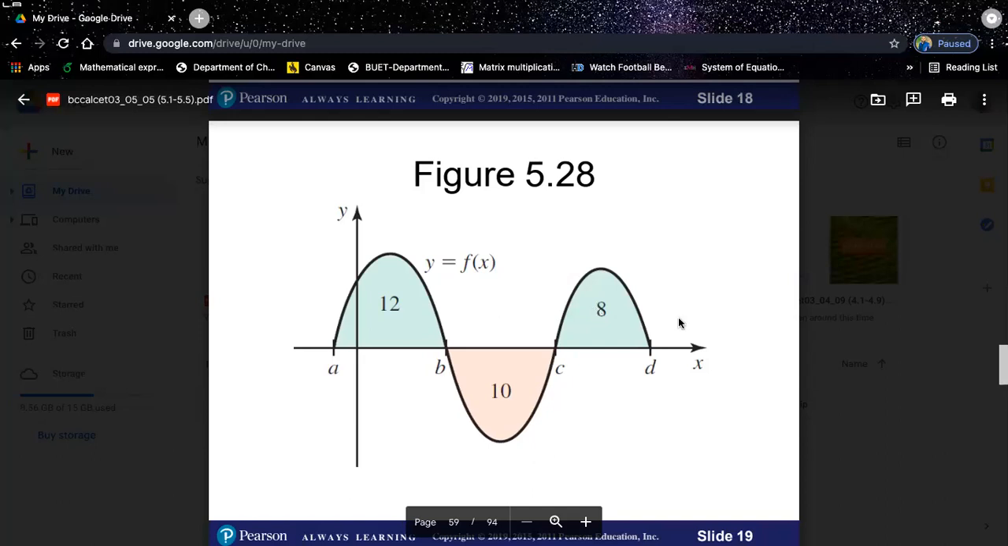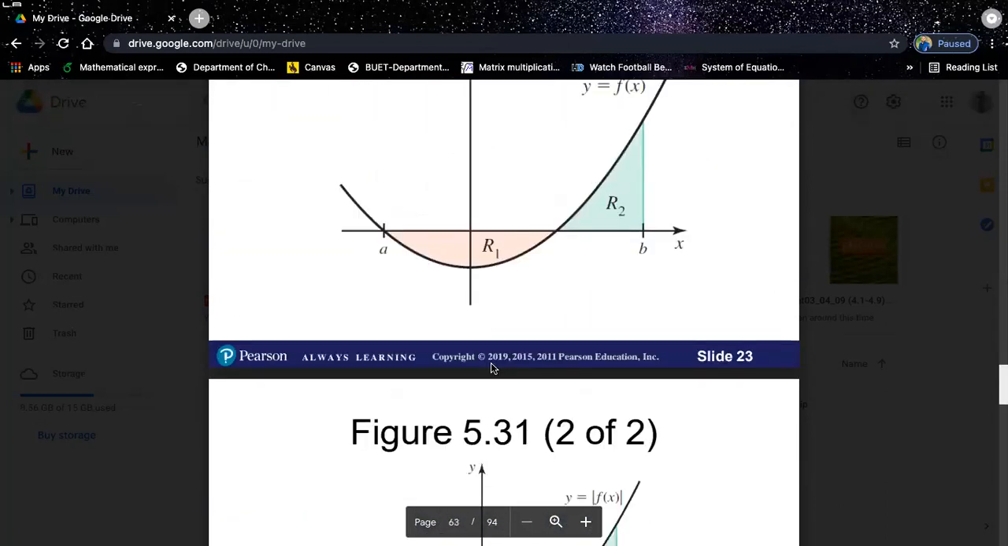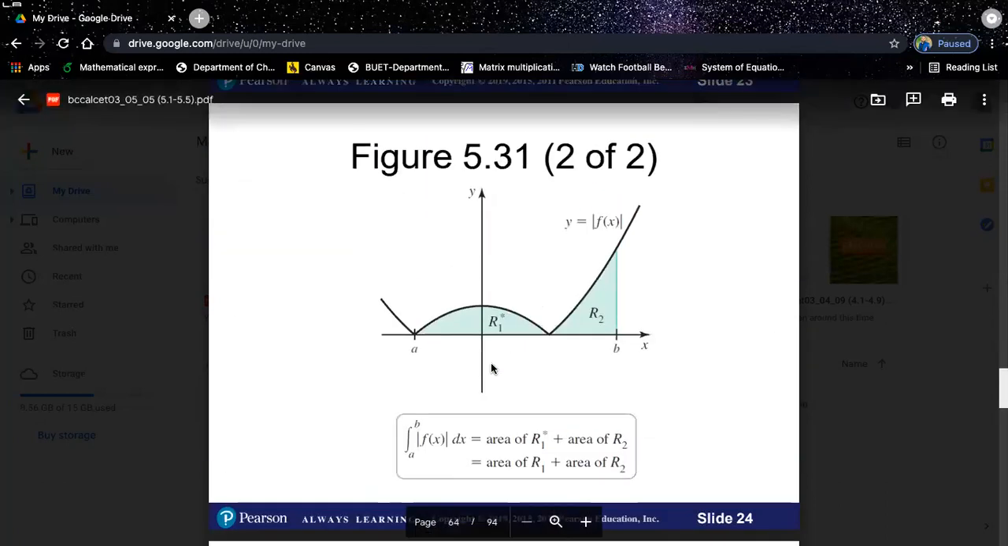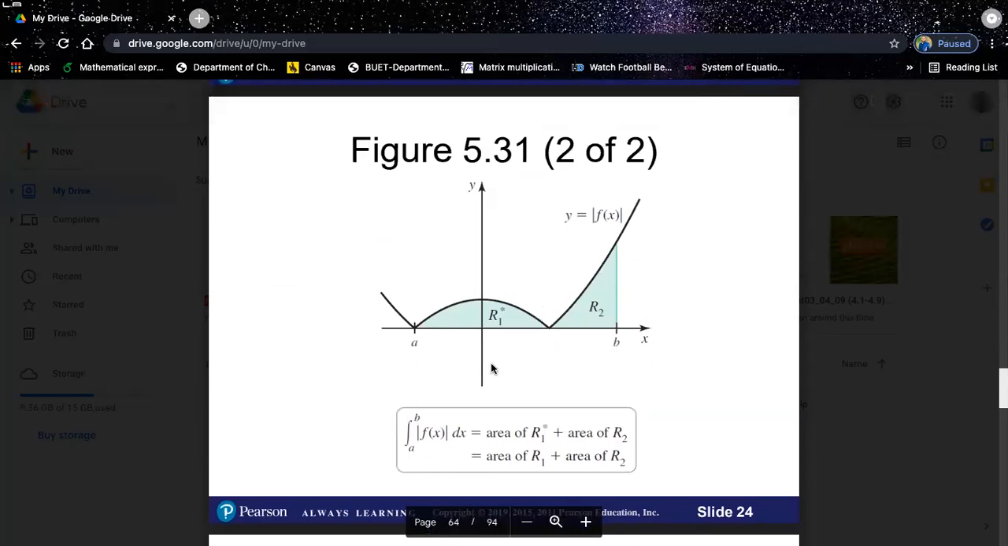Let's see what we have next. Yeah, I think we have this. We have the idea that if we are finding the area between A and B, and we have any point C here, this is literally the area of this plus the area of this, right? We have seen this property before. I don't think that's a problem.